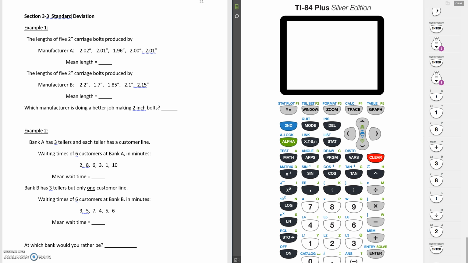Okay, so in a factory, they're making these bolts that all should be 2 inches. But because of the way the machine works, they're not exactly 2 inches. So from manufacturer A, we get one that's 2.02 inches, one that's 2.01 inches, 1.96 inches, 2 inches, and 2.01. If we wanted to find the average of those, we can do that here on the calculator. We could add them up.